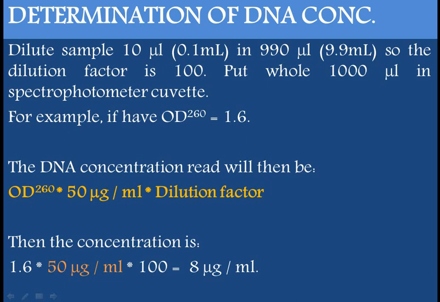The 1000 microliters of diluted sample is what you have taken in the cuvette. This is a very simple way to determine the concentration of DNA. Kindly keep it in mind. We know the absorbance of the sample at 260 nanometer, that is, the OD is 1.6. And we know the dilution factor, that is 100. And the standard concentration of double stranded DNA at 260 nanometer is 50 microgram per ml.